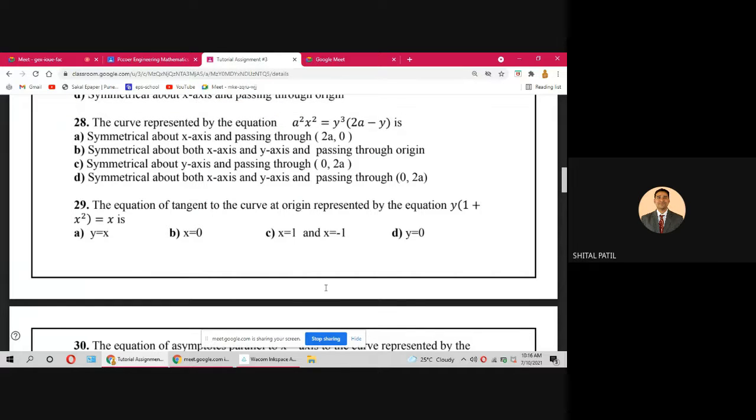Y into 1. So y plus x square y, y plus x square y equal to x. Right? Below them write the degree. What is degree of y? 1. What is degree of x square y? 3. On right side there is 1. So degrees are 1, 3, 1. Getting?